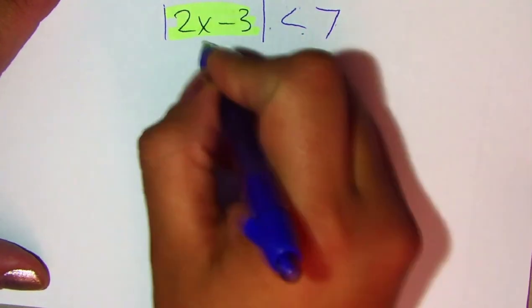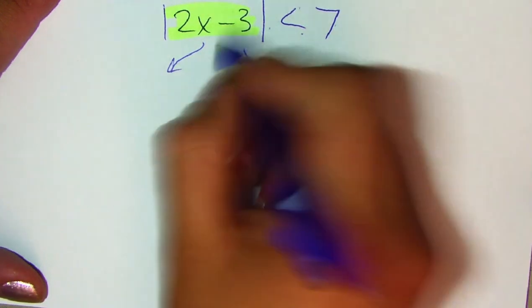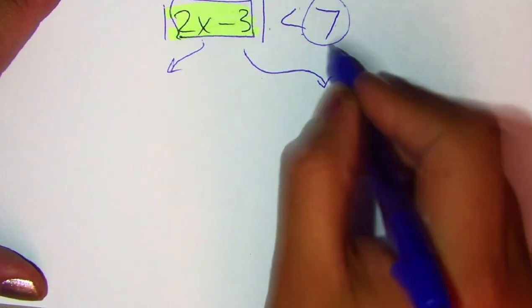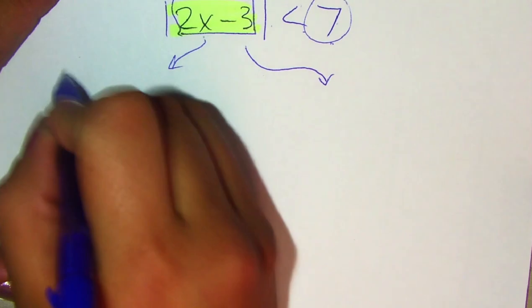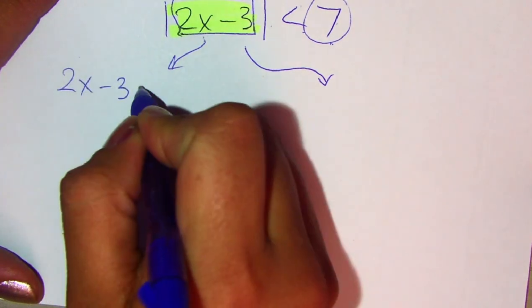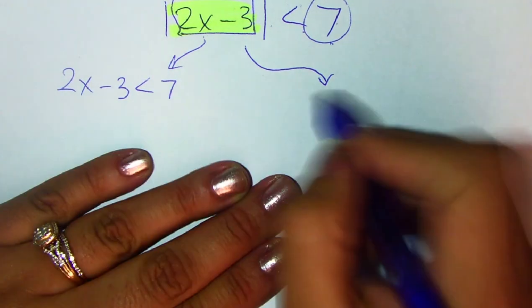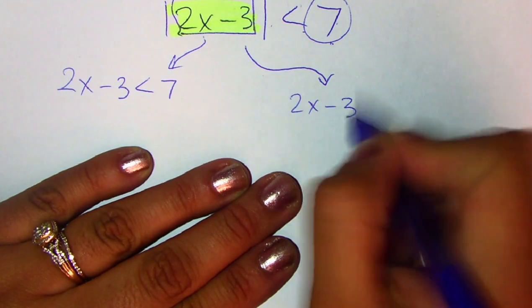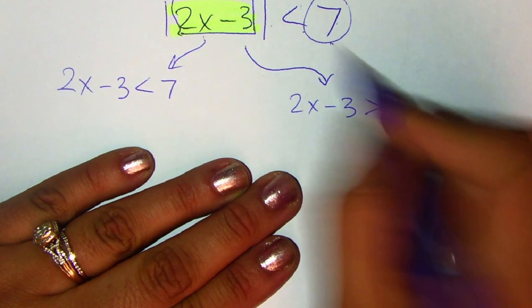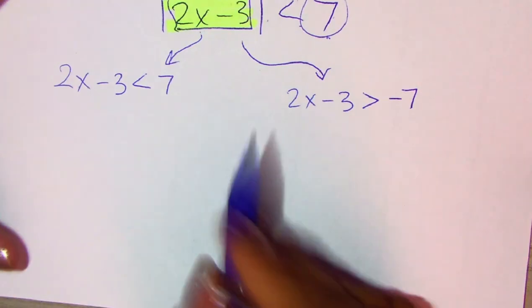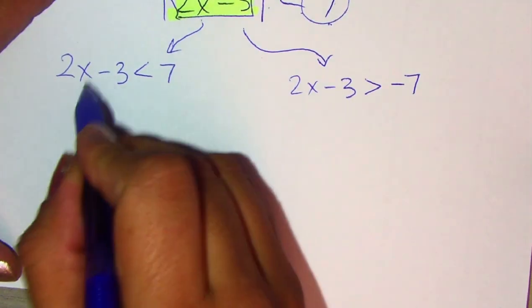You're going to replicate the pattern of writing this two times, this written with the positive 7 and this written with the negative 7. So when we write the positive, we just copy what we have. And then when we write the negative, we're going to write the flipped version of the inequality symbol, along with negative 7. What we're going to do next is just solve for x.